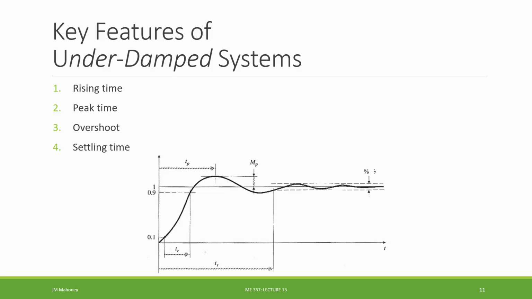So here we have a picture of a very general second order system response for an underdamped system, and we're going to look at some of these key values here: rising time or rise time, the peak time, the max overshoot or just overshoot, and the settling time are initially what we're going to be considering.